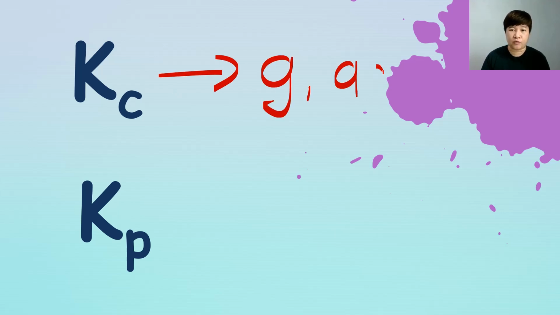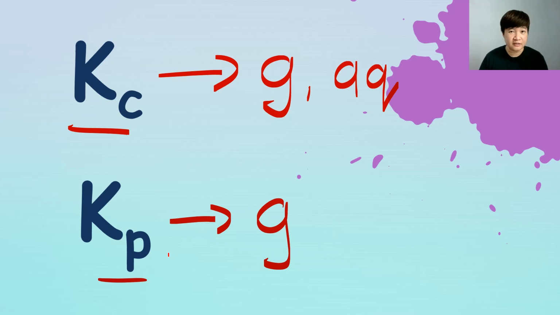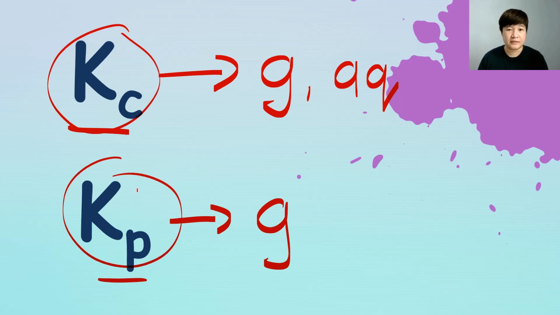Remember that. So as a conclusion, for Kc, we will only take count of gas and aqueous, while for Kp, we will only take count of the gas. So as you can see over here, Kc and Kp are different. The way that we write them is different. So make sure you read the question very carefully and check whether they're asking for Kc or Kp. And whenever you know that you're looking for Kc or Kp, make sure you check the physical states that are involved in the Kc and also the physical states that are involved in the Kp. Don't mix them up, okay?